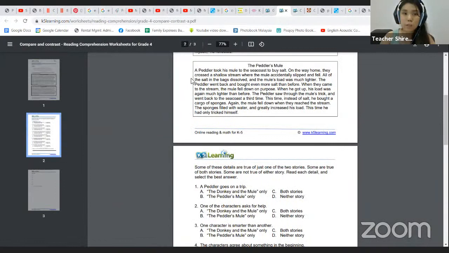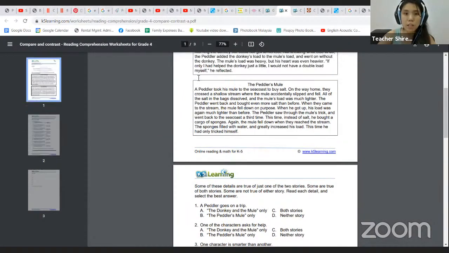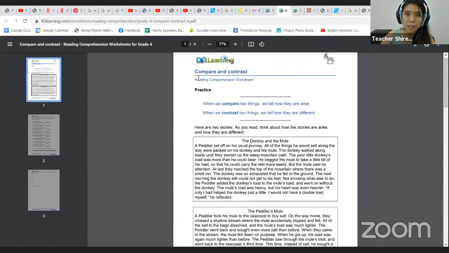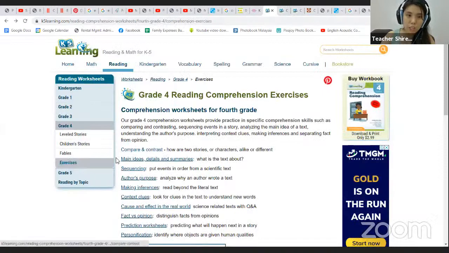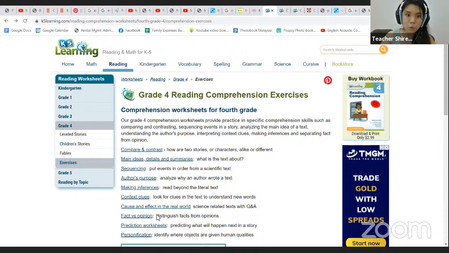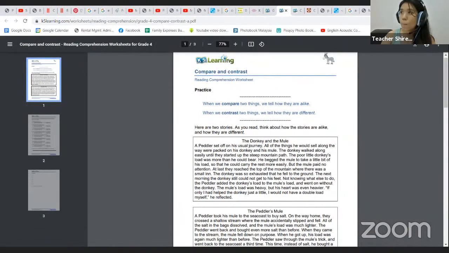So today what we want to focus a little bit on is comprehension. Today's comprehension, there's a few types of things that we want to learn. There's compare and contrast, main ideas, sequence, and so on and so forth. Today what we want to focus on is compare and contrast, which means that you are comparing either two passages or two characters. So that's what we're gonna do today.